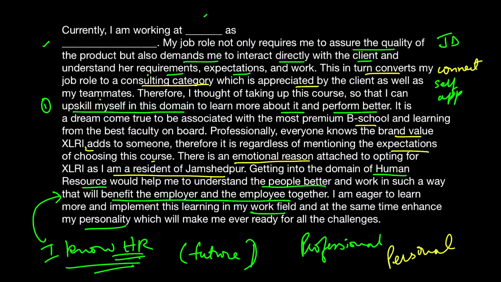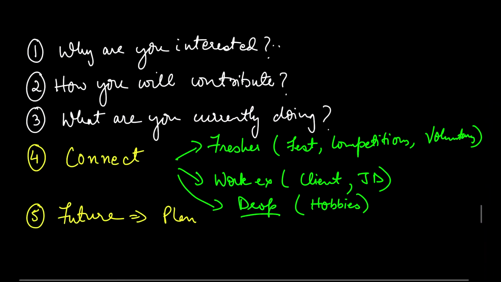So that was my small SOP, guys, and these are some small 5 tips which you need to keep in mind, that while writing an SOP, the questions which need to be answered are: why are you interested in this course? Why are you interested in this college? How are you going to contribute to the college by becoming a perfect person? And what are you currently doing? Just describe it a little bit. Try to build a connect and give them an insight into the future, what you are planning to do.